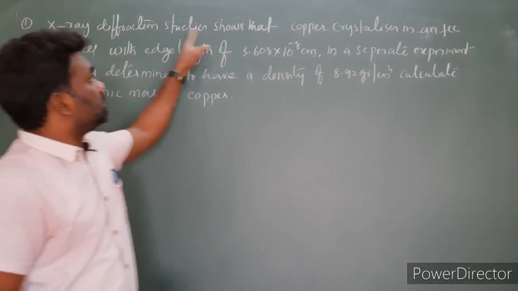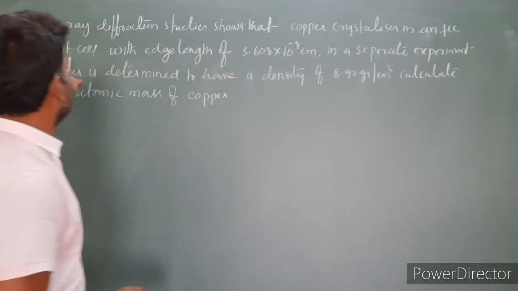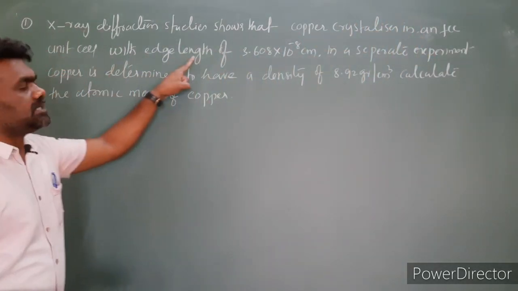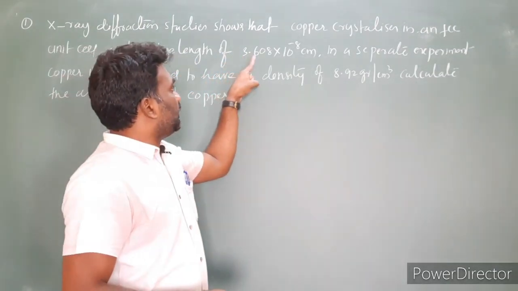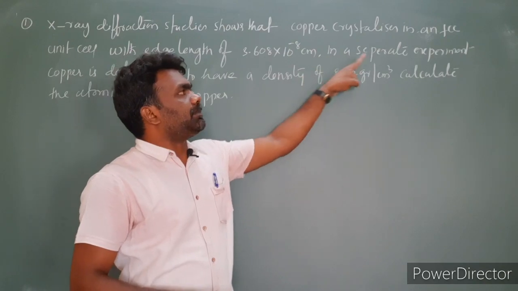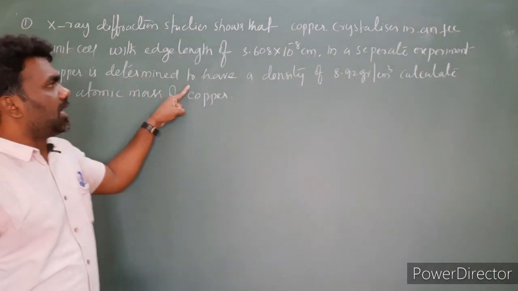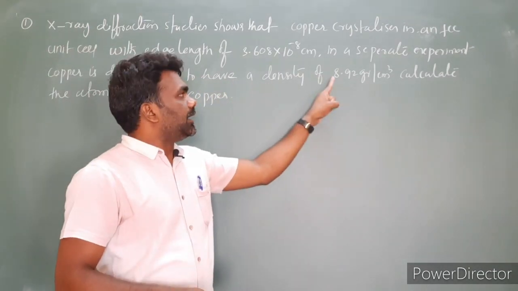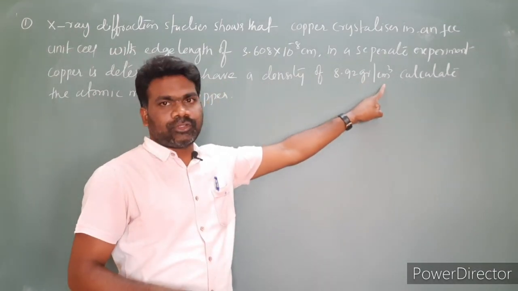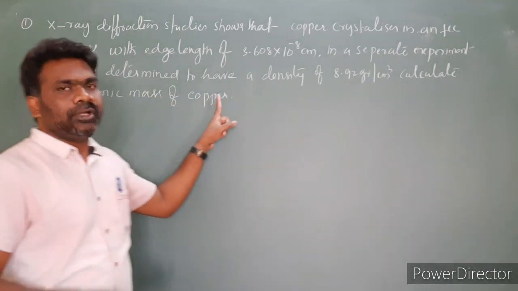X-ray diffraction study shows that copper crystallizes in an FCC unit cell with edge length of 3.608 into 10 power minus 8 centimeters. In a separate experiment, copper is determined to have a density of 8.92 gram per centimeter cube. Calculate the atomic mass of copper.